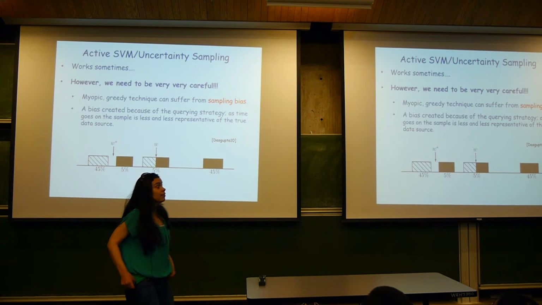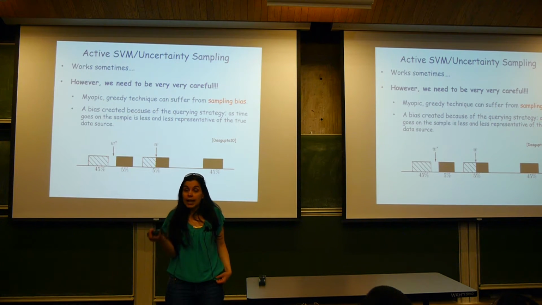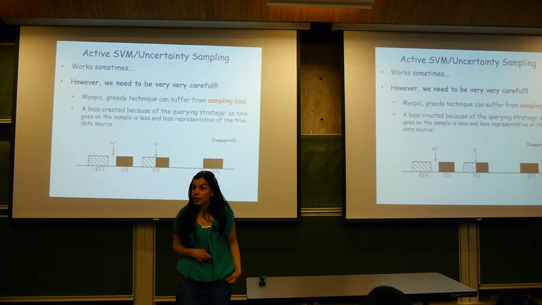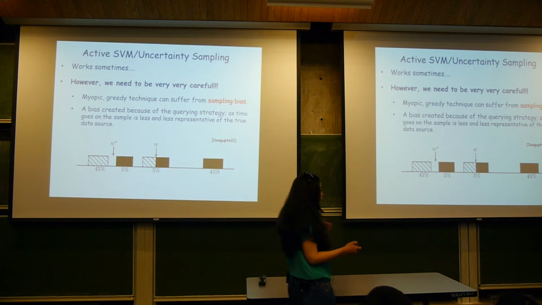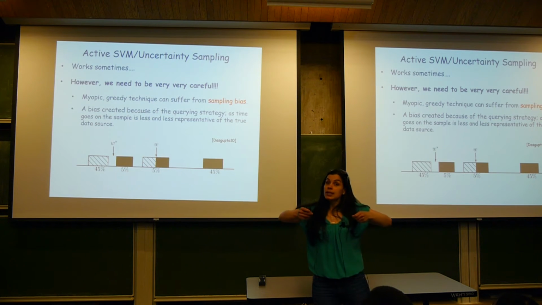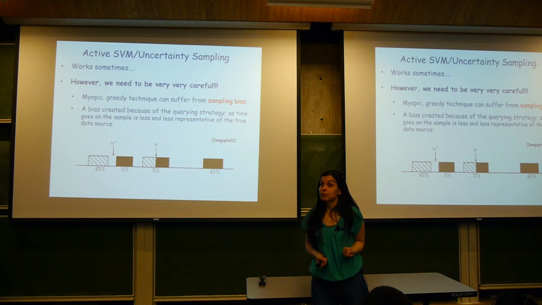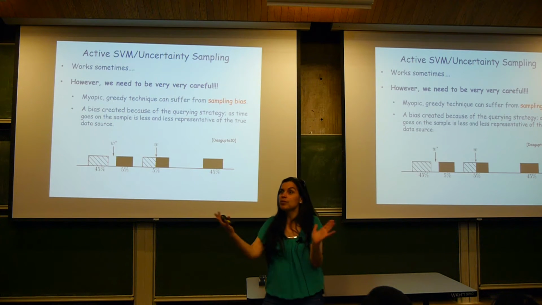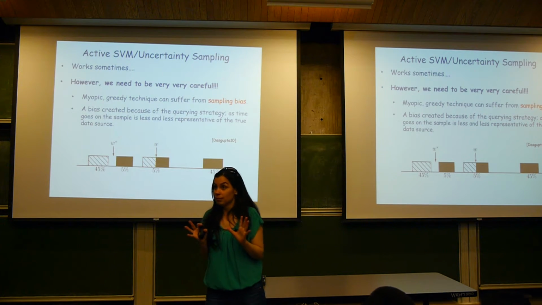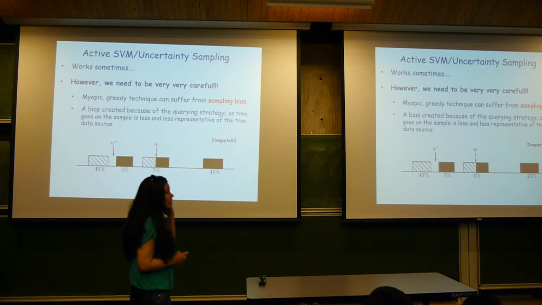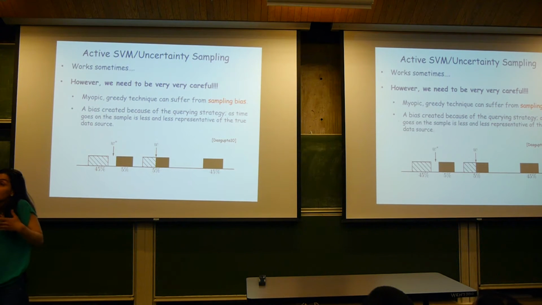Why? Because these myopic, greedy techniques can suffer from sampling bias. At any moment in time we have some set of labeled examples. Those labeled examples are not IID samples from the underlying source, right? We are greedy and myopic, and this labeled sample that we get is very biased. The bias is created by the querying strategy, and as time goes on, because you only query points that fall close to the current decision boundary, the sample is less and less representative of the true underlying distribution.